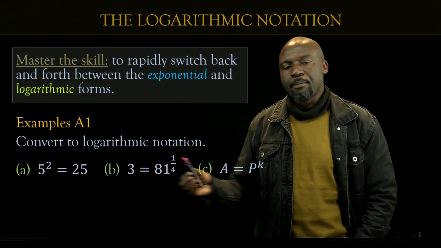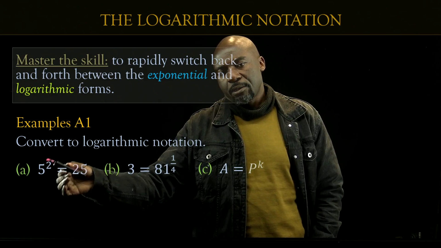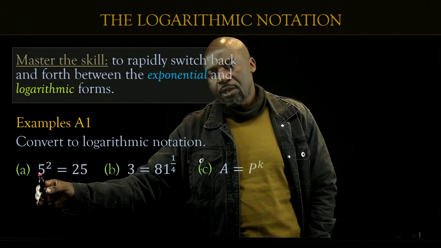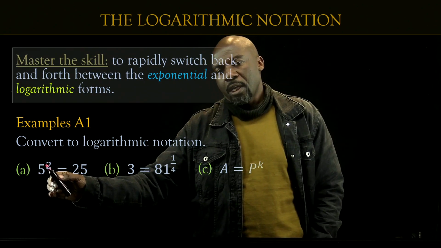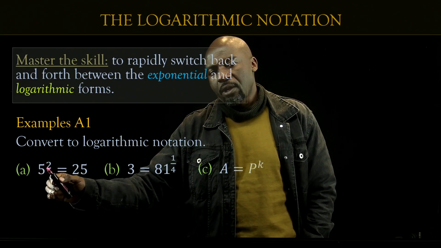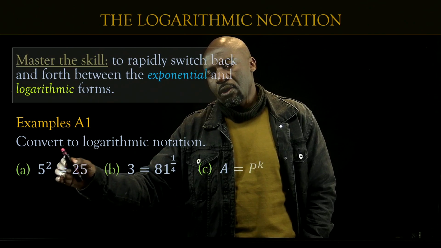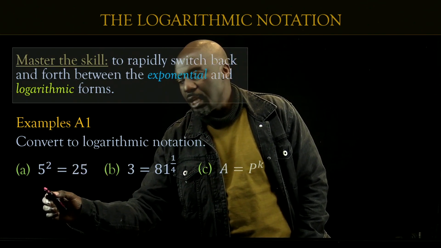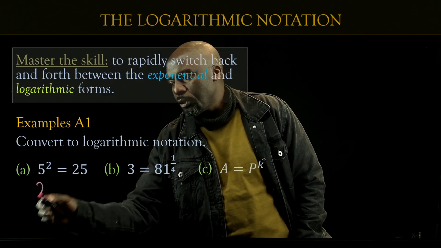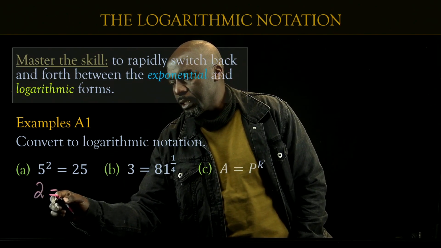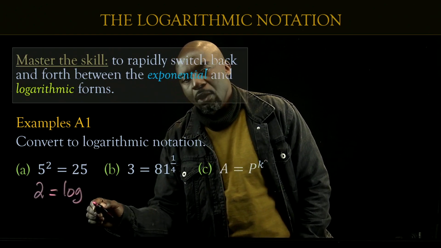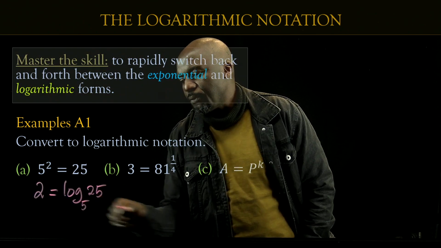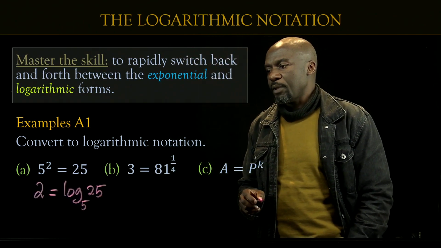So all you have to remember is that the 2 there is an exponent of 5. It's an exponent of the base, and so because we are looking for logarithms, we must say 2 is the logarithm of the number on the other side of the equal sign. And so I can write this as 2 is the logarithm of 25 when the base is 5. Like that. We are done with that question.